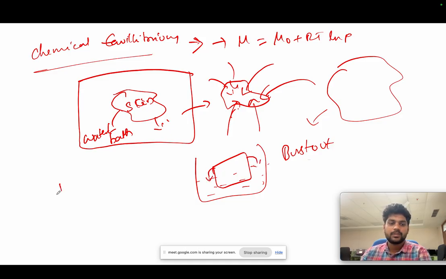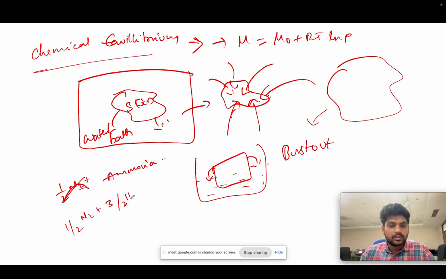Otherwise, if I take another example, the ammonia synthesis: N2 plus 3/2 H2 will give rise to NH3. So how is the mixing happening? So this is pure, and this is mix.